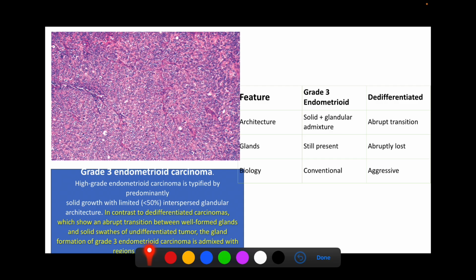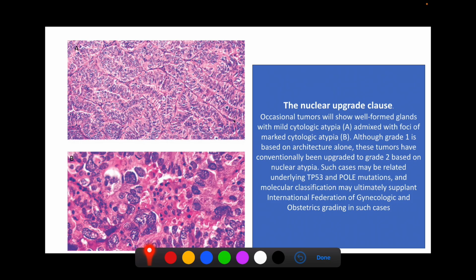If we find this type of pattern, we have to differentiate it from dedifferentiated carcinoma. So it is based on architecture, presence of gland and its biological behavior. Aggressive behavior, abruptly lost glands and abrupt transition between solid and glandular pattern suggest dedifferentiated carcinoma.